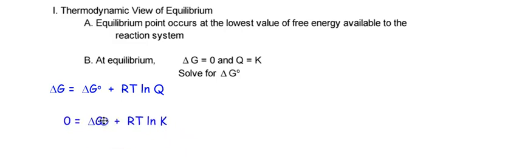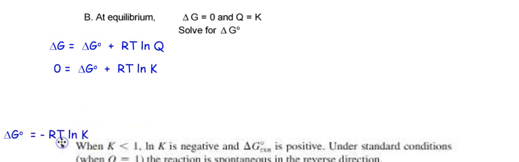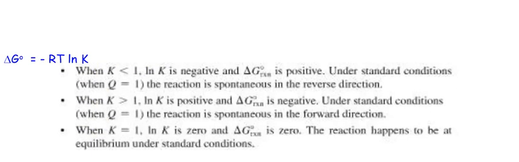I'm going to plug in those values. Delta G equals 0, I did that, and Q equals K, I did that. Now solve for delta G naught. I'm going to subtract RT ln K from both sides, and I got delta G naught equals negative RT ln K. A couple of things are important here. Let's use this; I'm going to put them over here. How does this help us?